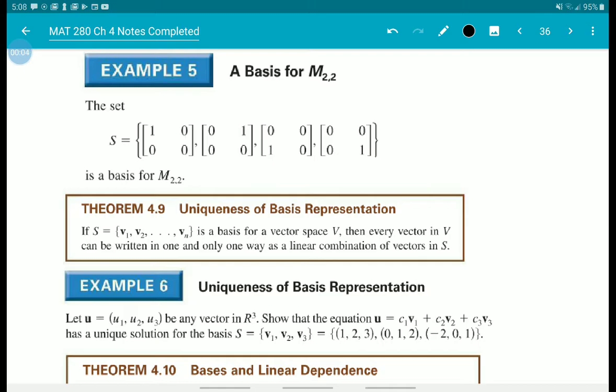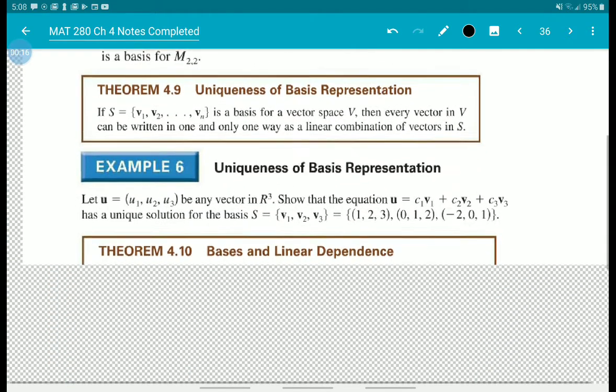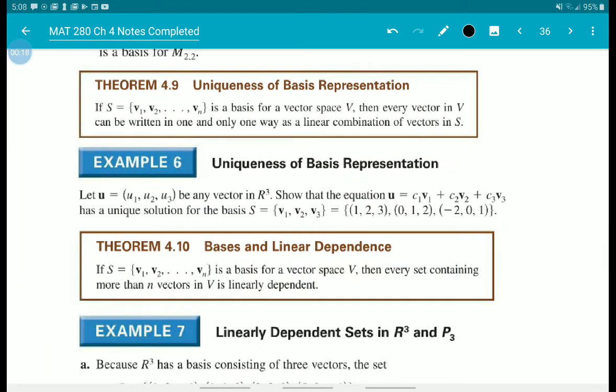We've talked about the definition of a basis, and we said that a basis is a set that both is linearly independent and spans a vector space. So now we're going to talk about the representation of a vector in that vector space. And it turns out that representation for that particular basis is going to be a unique representation, which means there's going to be only one way to represent it.